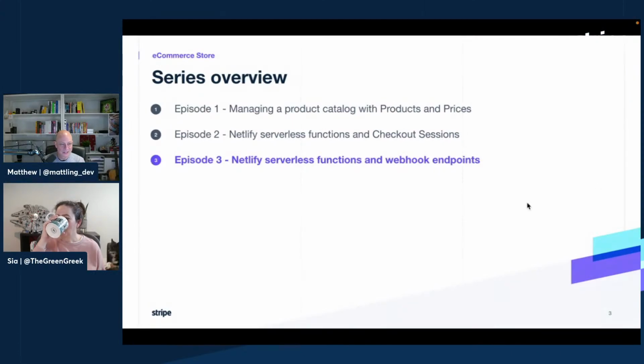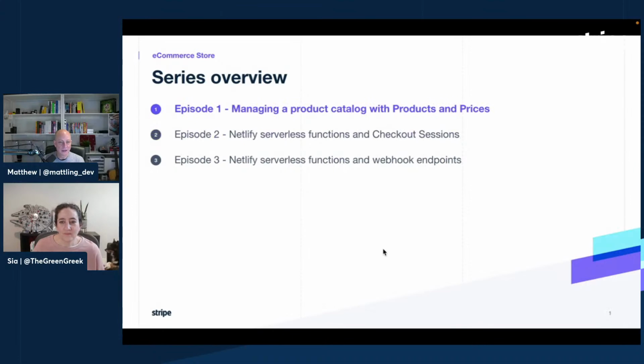So maybe let's do a recap of what we've covered so far in the other episodes. In episode 1, Sia showed us how to manage your product catalog using products and prices on Stripe. Products are what you're selling, and prices are how you're selling it: at what amount, in what currency, whether it's a one-time payment or a recurring payment if you've got a subscription or a SaaS business.